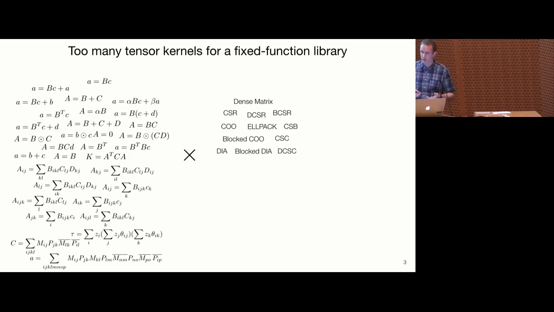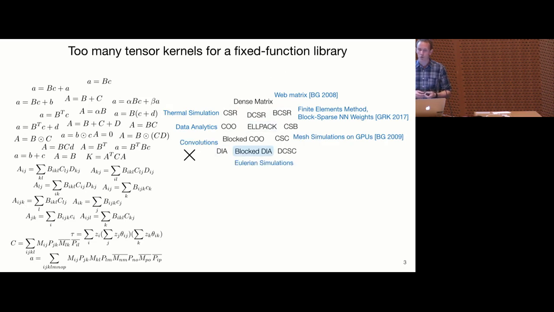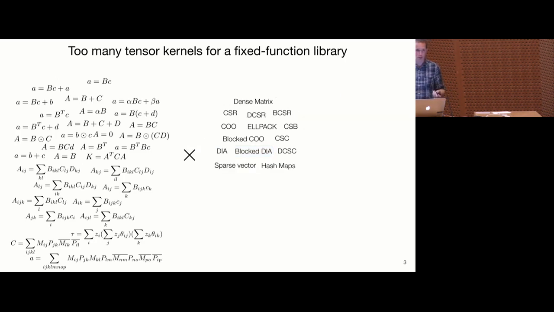In addition to all these expressions, the matrices and vectors can have different data structures, or different matrix, vector or tensor formats. So here are some very common sparse matrix formats. You have CSR, DCSR, and so forth. And they're used in different applications because you get better performance in certain applications by using a very specific data structure. And you might also imagine the vector being sparse. It could be sparse compressed or it could be a hash map.